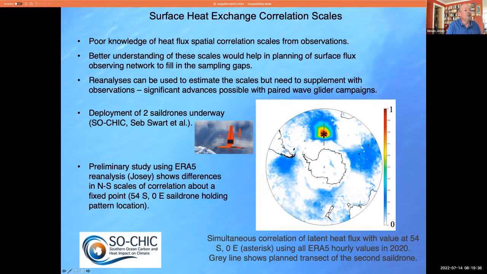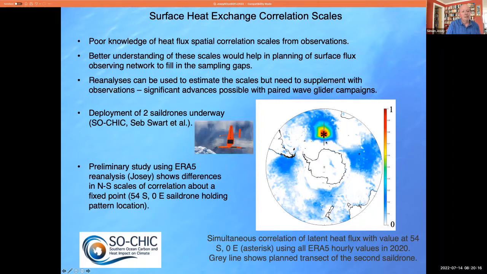And this figure here just shows a very first stab I did at looking at this issue. This was using ERA5 hourly data and asking, at the central mission site for these sail drones, what the correlation between this site and elsewhere was within ERA5. So at each point on this map, you're seeing the simultaneous correlation of the latent heat flux with points elsewhere. And you can see a difference in scales depending on whether you're looking east-west or north-south.